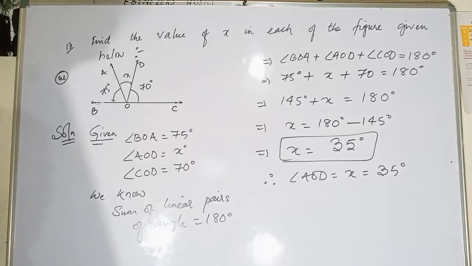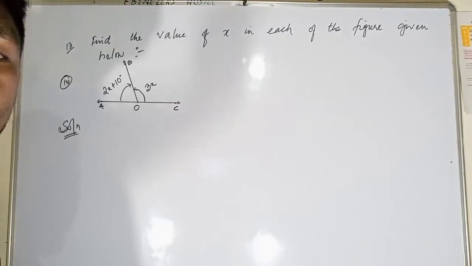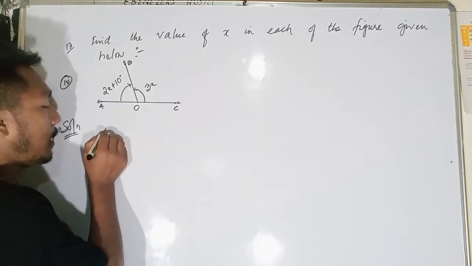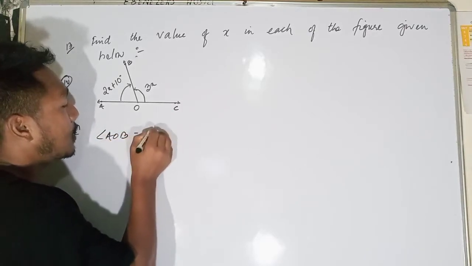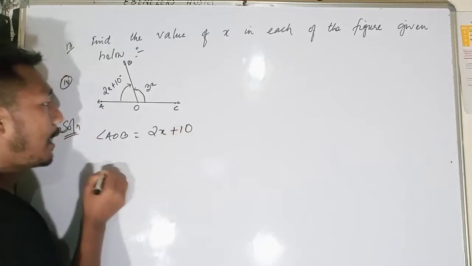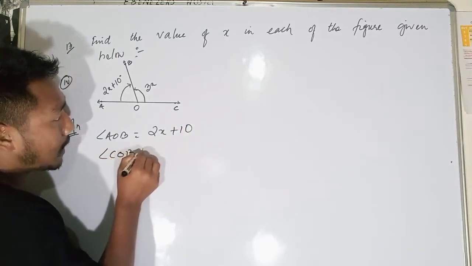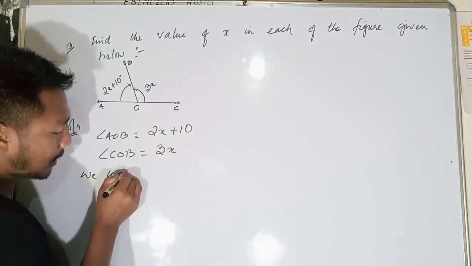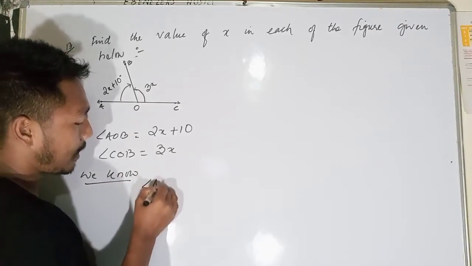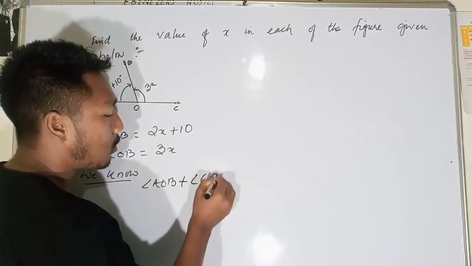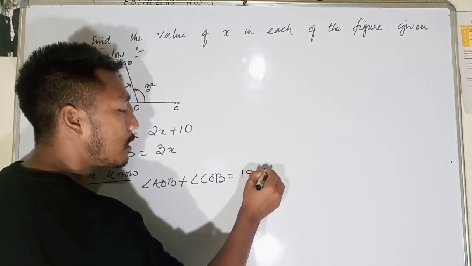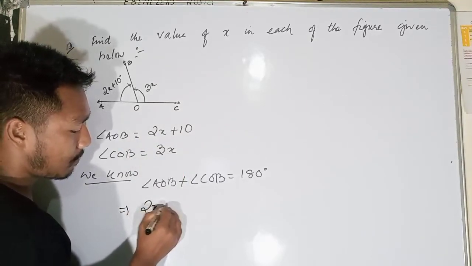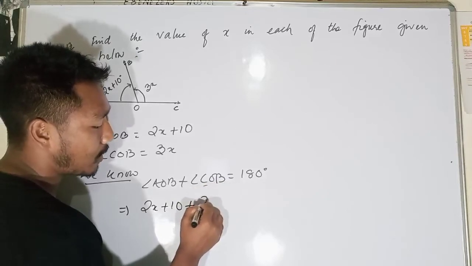Let's go with the next question, that is Roman number 4. Let's try to find it out. So you see, angle AOB is given as 2x plus 10 and angle COB is given as 3x. Again, we know the sum of these two angles, angle AOB plus angle COB, will be equal to 180 degrees. Am I right? Yes. So angle AOB is already given 2x plus 10, plus COB is already given 3x.